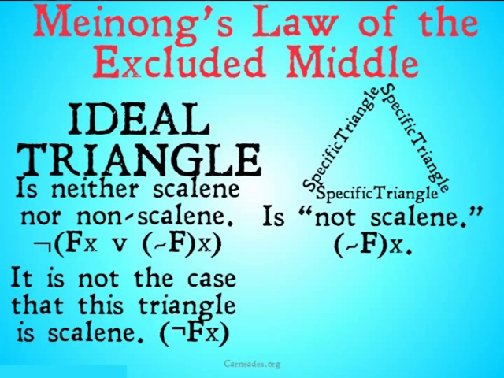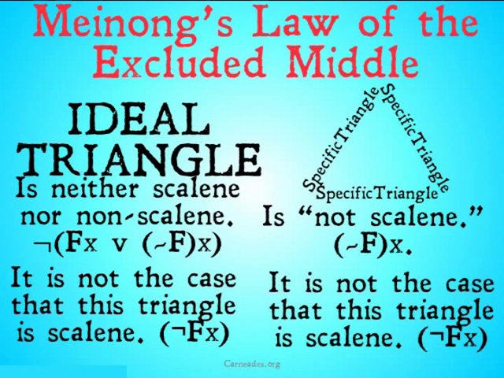For the ideal triangle, it is not the case that this triangle is scalene. We deny the statement, but we don't deny or affirm the property. For the specific triangle as well, it is not the case that this triangle is scalene, but it's important to note that the denial of the statement is not equivalent to the denial of the property. While some things, when we deny the statement, are going to deny the property as well, not all things will, as with the example of the ideal triangle.